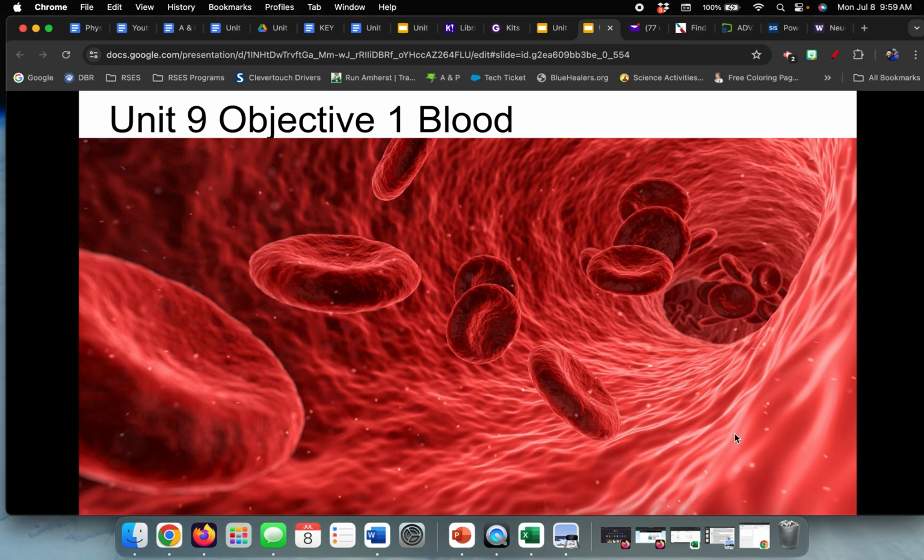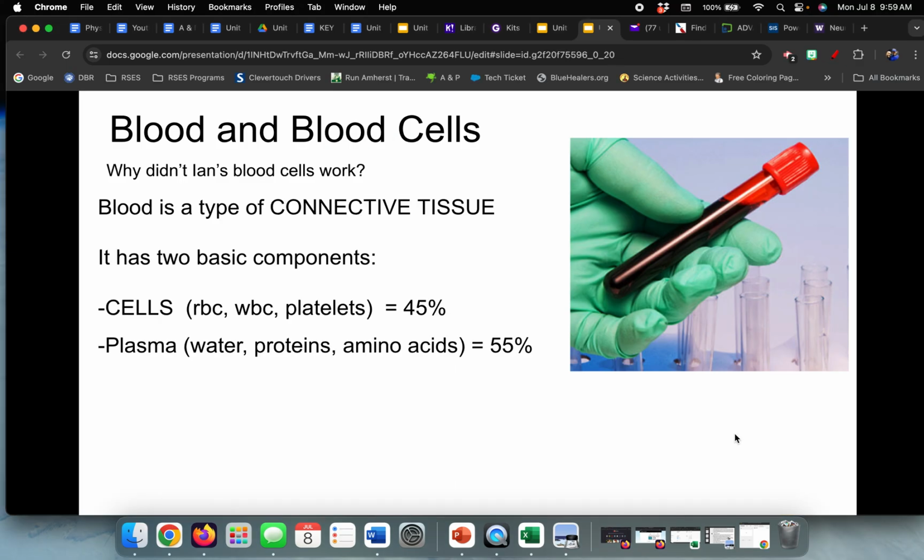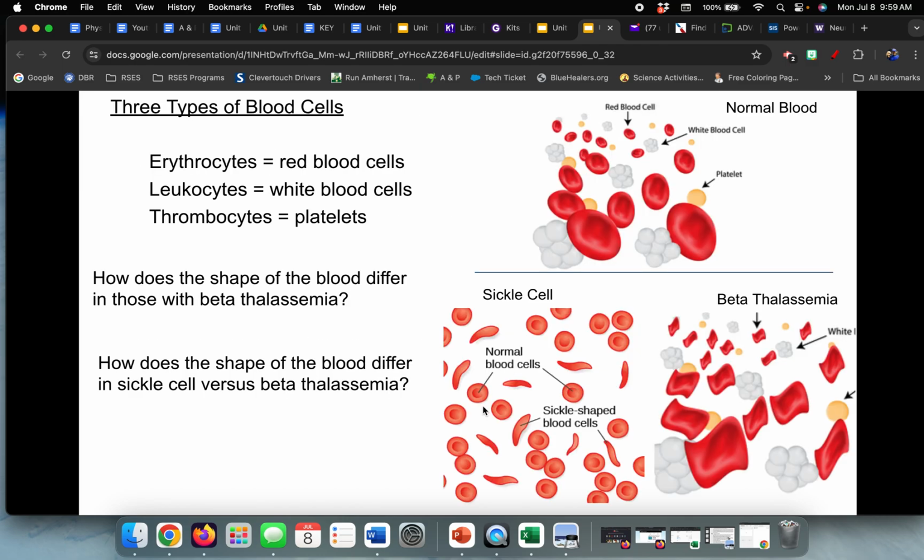Blood and its role. So, blood is a type of connective tissue. We should know that from way back earlier in the year, and it's made of two basic parts. Cells, which would be red blood cells, white blood cells, and platelets, make up a little less than half, and plasma, made of water, proteins, and amino acids, slightly more than half. But cells and plasma are those two parts there.